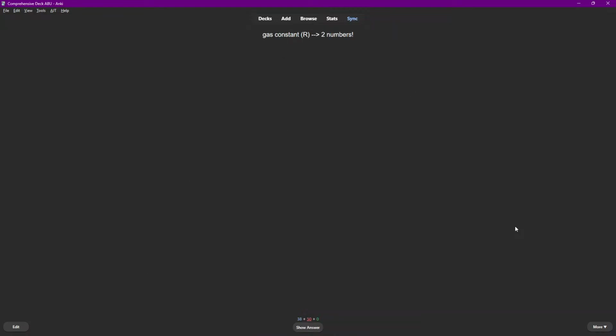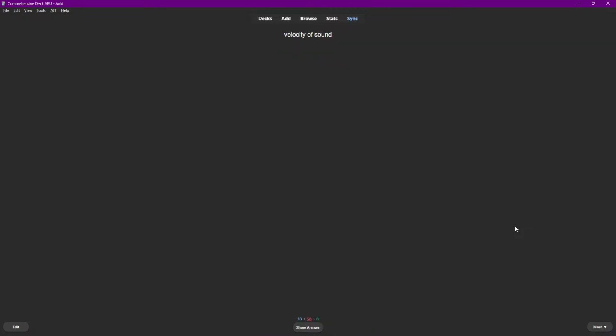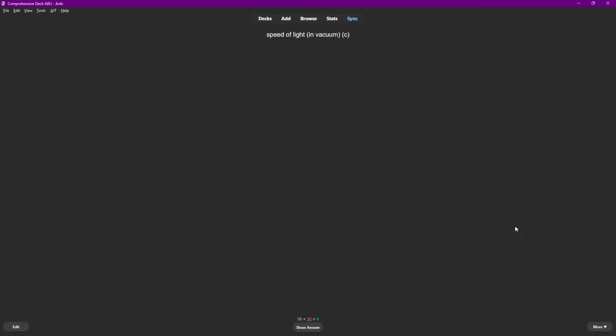Gas constant, 8.314 and 0.08. Velocity of sound, 343 meters per second. Speed of light, 3 times 10 to the 8th. Specific gravity is 1 gram per centimeter cubed. The parallel component is mass times gravity times sine.